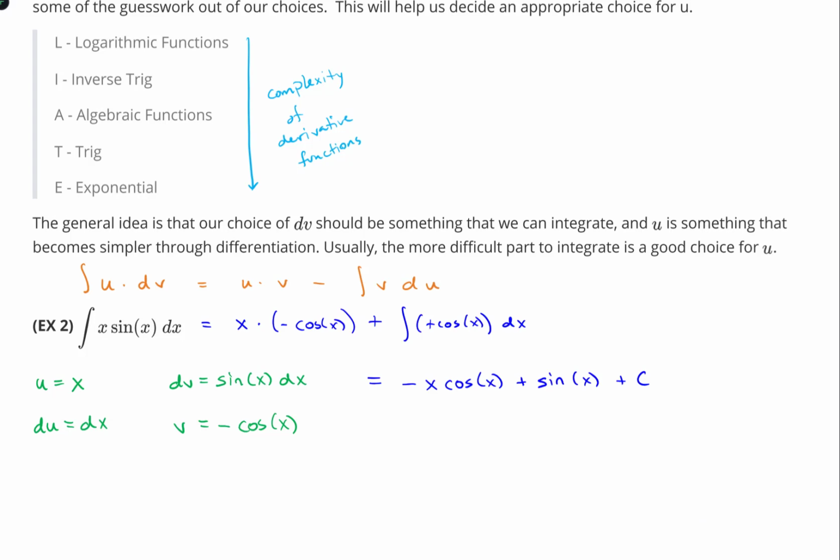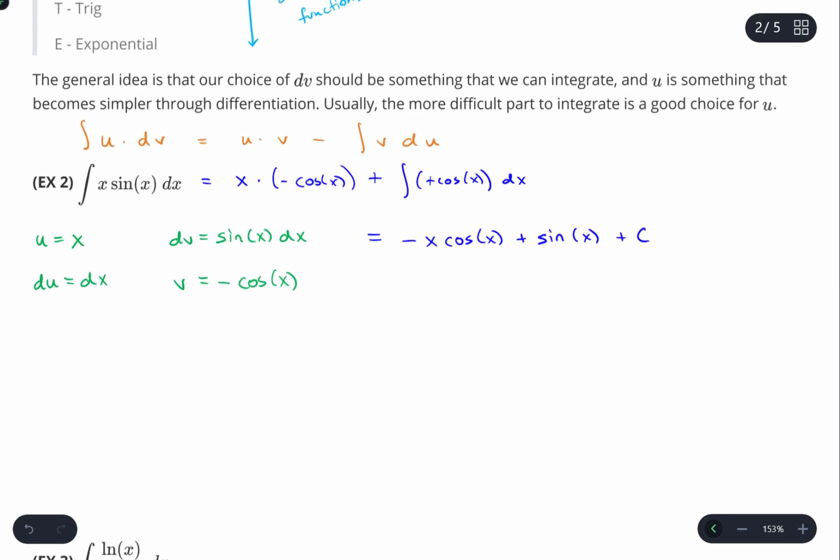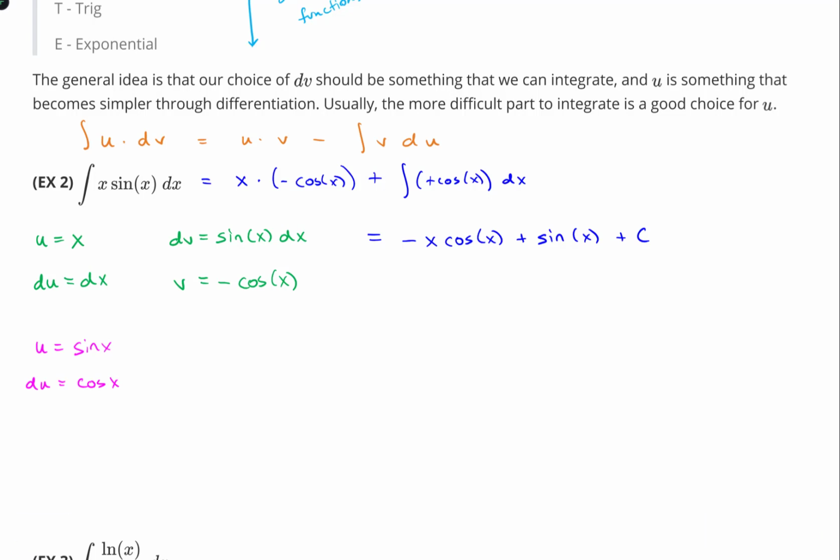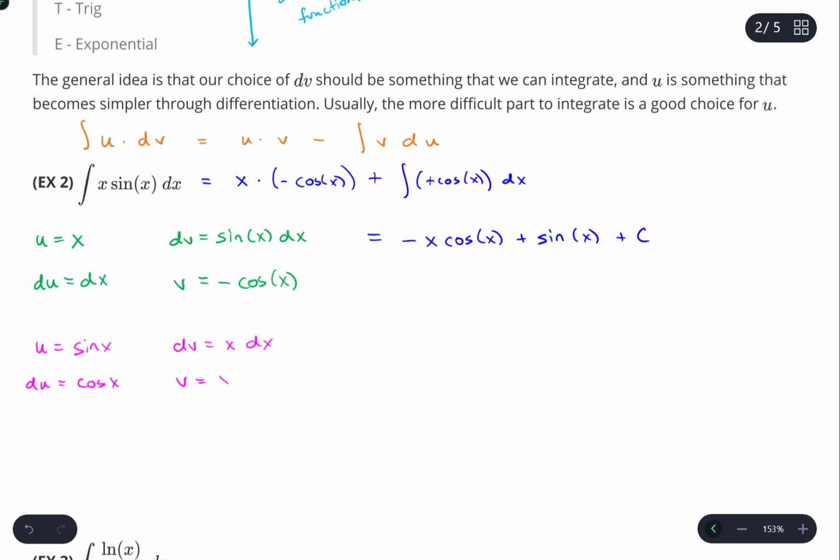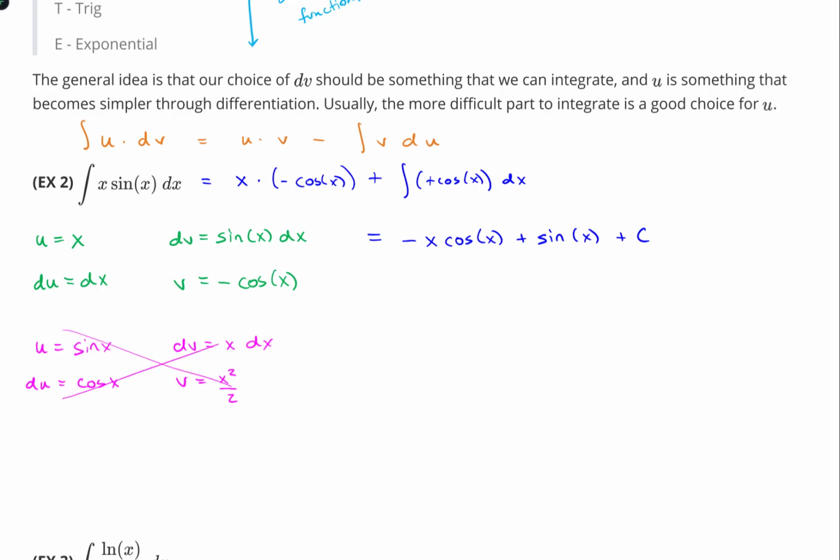If we had chosen u as sine x, and don't write this down, then the derivative of that, du, would have been cosine x. Then we would have dv as x dx, and v as the integral of this, which would be x squared over 2, which is more complex. So when we plug things in, we end up with something that's actually more difficult to integrate. So this is not the way to go. So only one combination of u and dv will work.